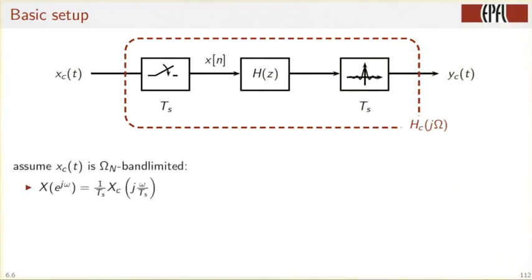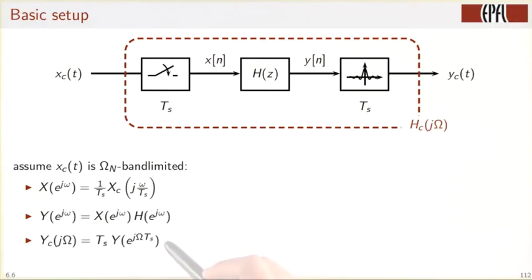Then we know that the sampled version has a discrete time Fourier transform X(e^jω) given by this formula. It's a rescaled version of X_c. Then the output of the digital filter Y(e^jω) is simply given by the convolution theorem. It's a product of the two DTFTs. And the output is going to be a scaled version in frequency of the spectrum of y. To be precise, the frequency ω is multiplied by Ts, and there is a scale factor of Ts also in front.